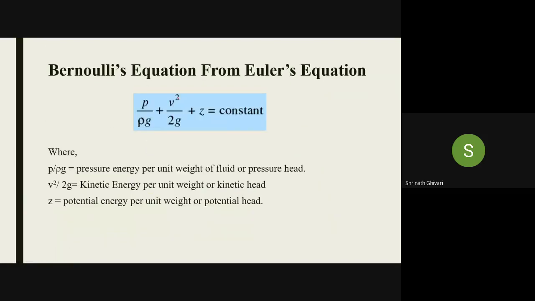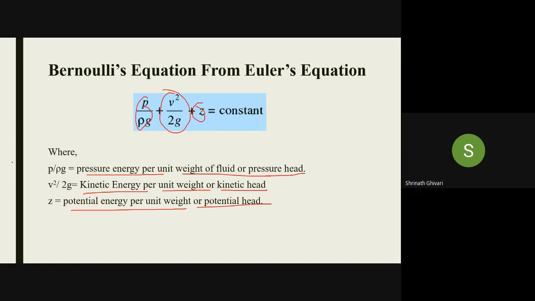So in Bernoulli's equation, P by rho g is what? Pressure energy per unit weight of fluid, or pressure head. V square by 2g is kinetic energy per unit weight, or kinetic head. Z is what? Potential energy per unit weight, or potential head. Understood? So these are the terms. So this is the total energy equation from all the terms.